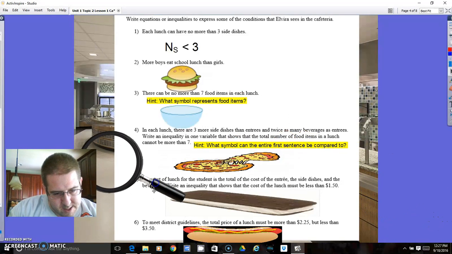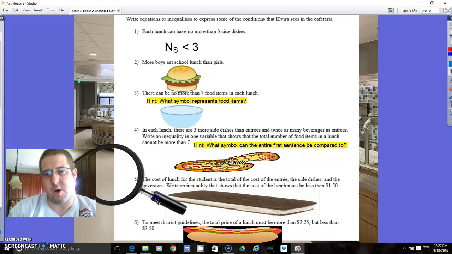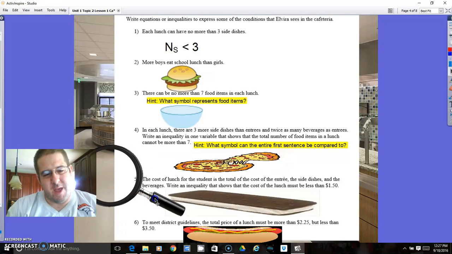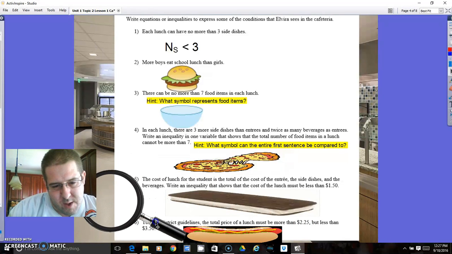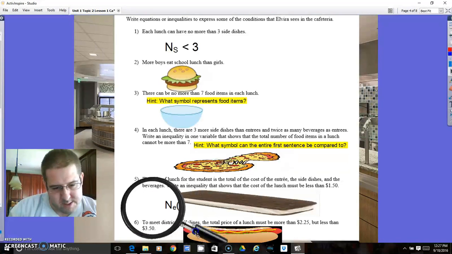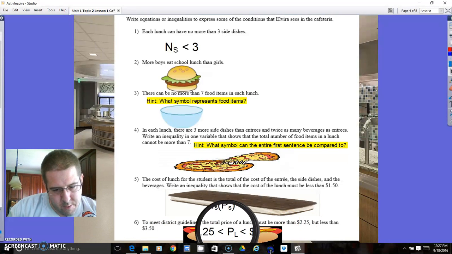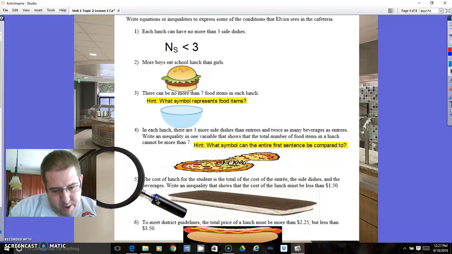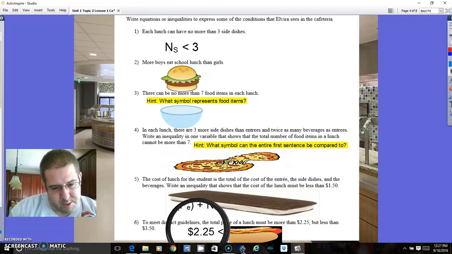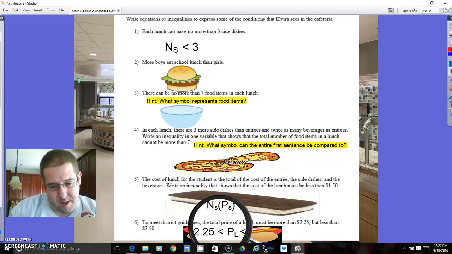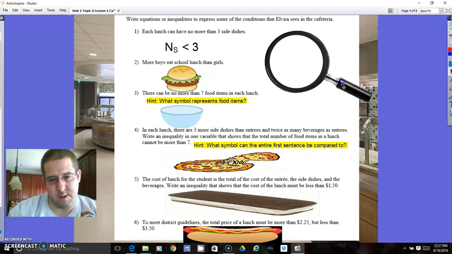And last but not least, number 6. To meet the district's guidelines, the total price of a lunch must be more than $2.25, but also less than $3.50. This is what we call a compound inequality. A compound inequality just means that you have 2 inequality signs. So it has to be between this and this. If P sub L represents the price of a lunch, it has to be between $2.25 and $3.50. And there you go. That's what it looks like.